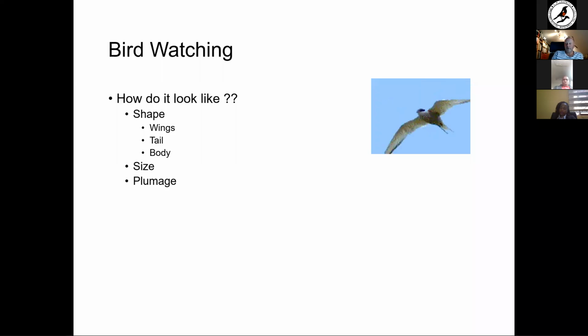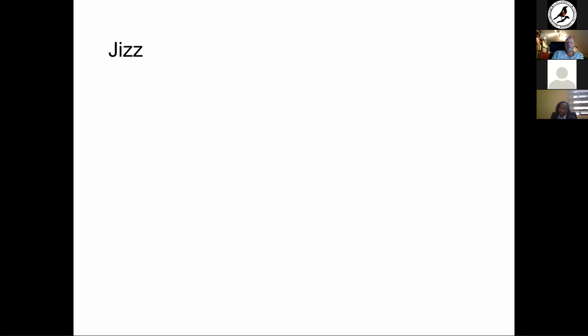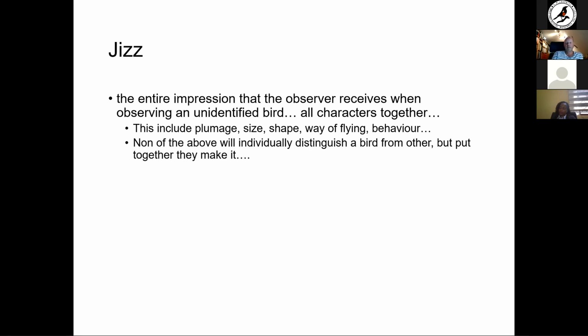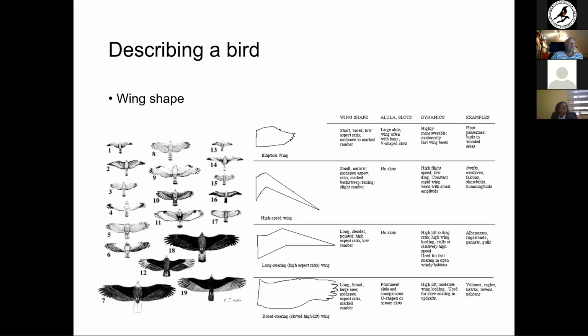If you put these all together, we call it jizz. That is the entire impression that the observer receives when observing a bird, all characters together, which include plumage, size, shape, way of flying, behavior. You may not be able to say exactly what it is that told you what it is, but the summary of what you saw makes you end up at a conclusion. So when you look at birds, it's important that you can describe them.